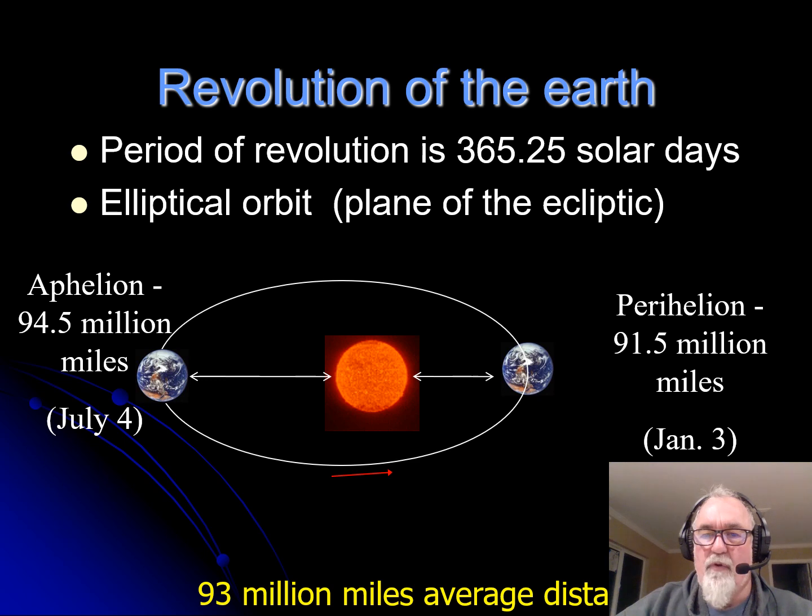And by the way, the closest point is referred to as perihelion, and the furthest point is referred to as aphelion. So aphelion, 94.5 million miles away from the sun, is when July 4th occurs. Whereas perihelion, 91.5 million miles away, occurs around January the 3rd.